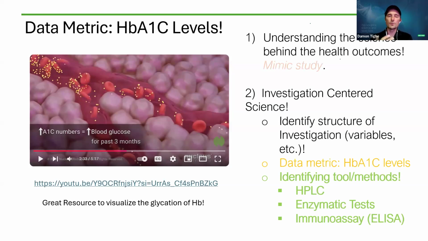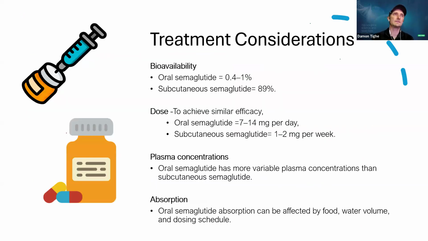And so there are different ways you could assess the A1C. You could use HPLC. None of us really have access to that usually in a classroom. Enzymatic tests or ELISAs. And ELISAs tend to be what a lot of people will use because they're really easy to work with in a non-high-end lab space. And that's why you see ELISAs used to diagnose diseases, et cetera, in all kinds of places.